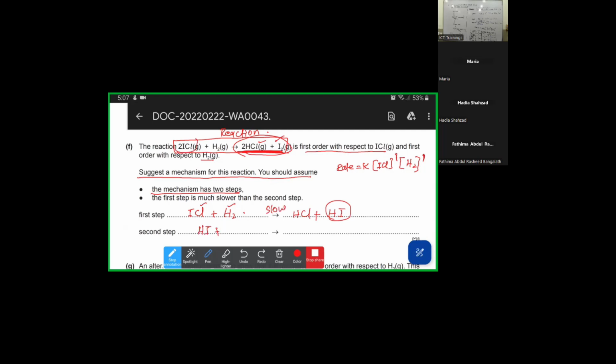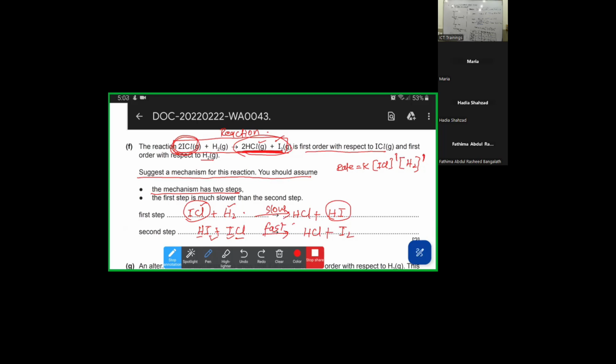Here we got 2 ICl. So 1 ICl is already used. Take another ICl in the second step. This is the fast step. Okay, so we got HCl, HCl, and I, that would become I2. So these are the two steps, my dear.